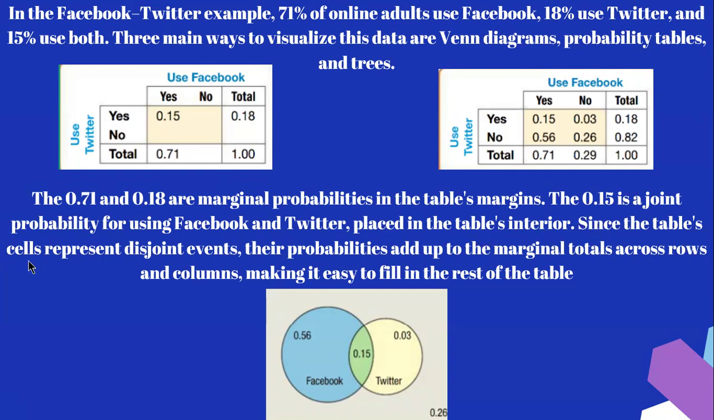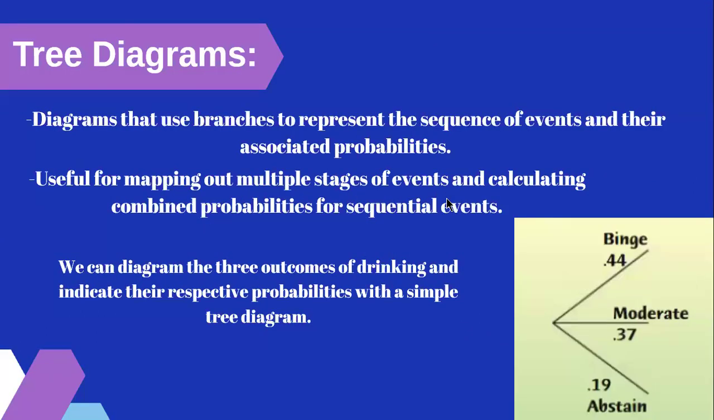Since the table's cells represent disjoint events, their probabilities add up to marginal totals across rows and columns, making it easy to fill the rest of the table.